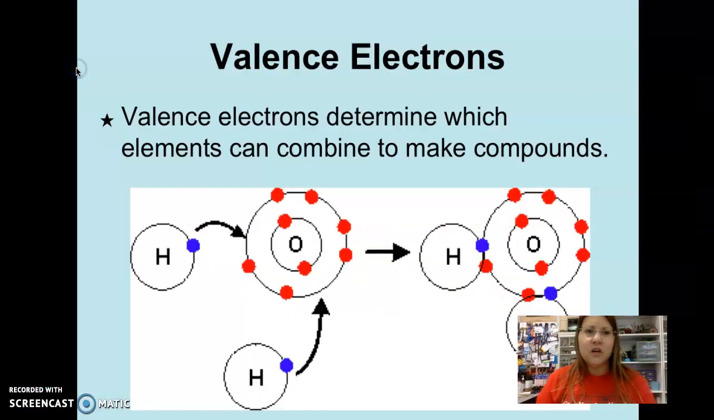So the valence electrons are really important in how atoms will bond with one another. We have this example of a water molecule, and we have oxygen right here, and then we have 2 hydrogen. So we know H2O makes up a water molecule.